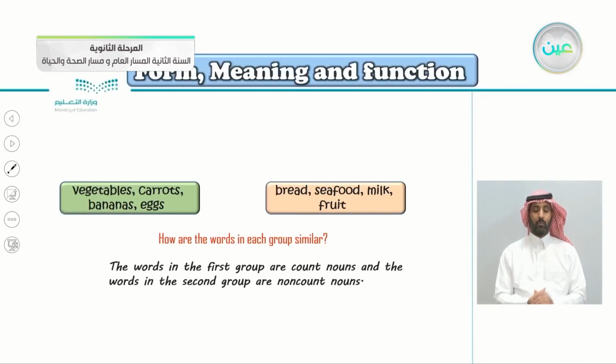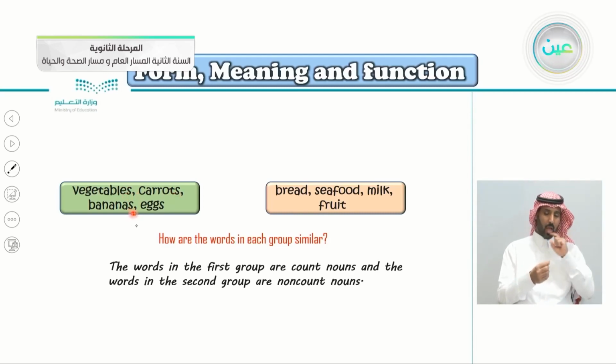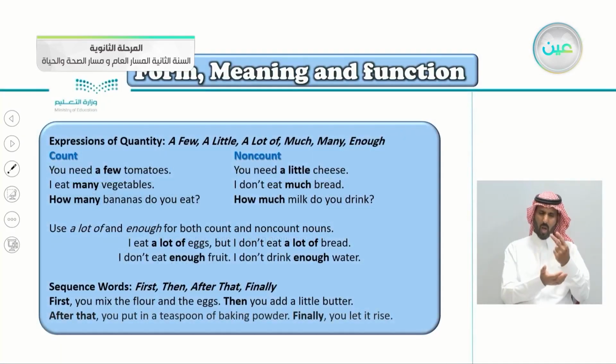The words in the first group are count nouns. Notice the S here: vegetables, carrots, bananas, eggs. So they are count nouns. And the words in the second group are non-count nouns. Expressions of quantity, to tell the quantity: a few, a little, a lot of, much, many, enough.